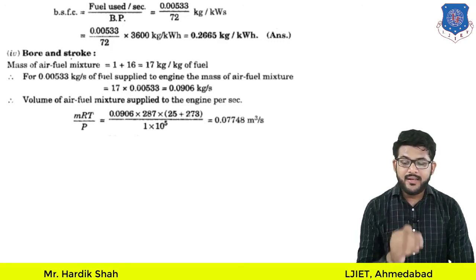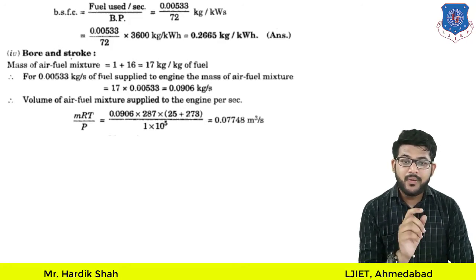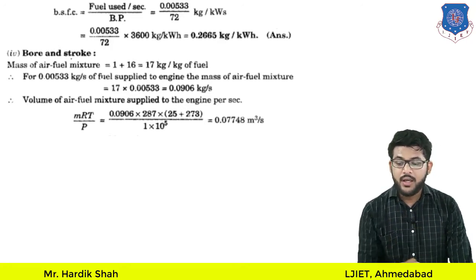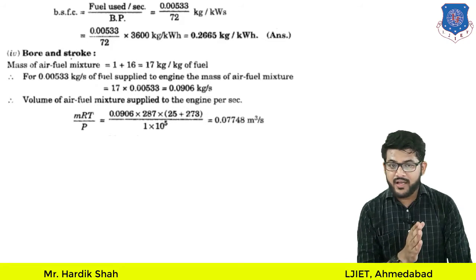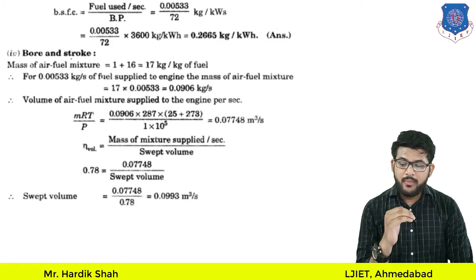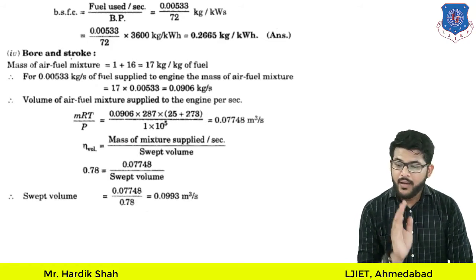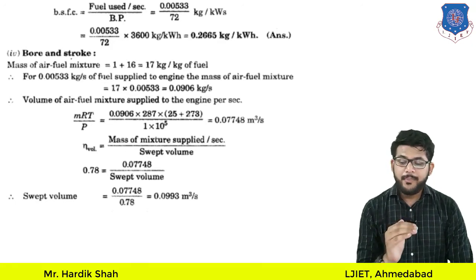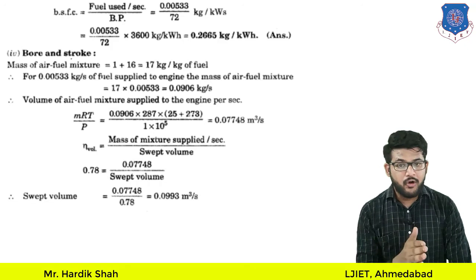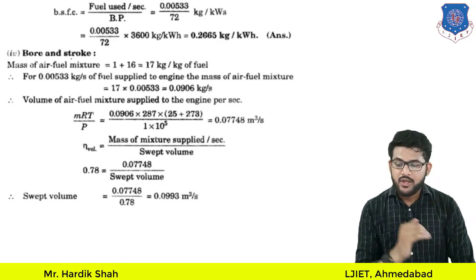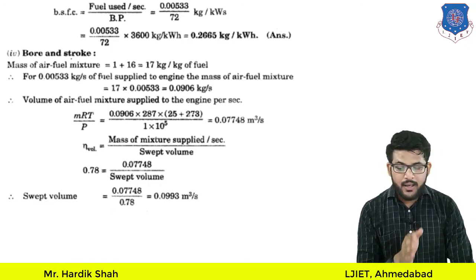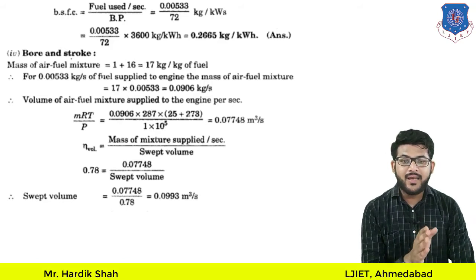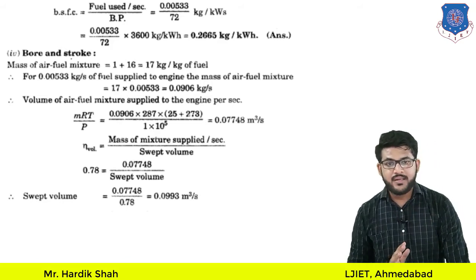Okay, so it is our meter cube per second. So per second this volume is used. Okay, so let's find the volumetric efficiency that is already given. So volumetric efficiency is given by this formula: mass of mixture supplied per second upon swept volume. We need to find the swept volume because we need to find bore and stroke. Okay, so swept volume can be found by this formula and it will be like 0.0993 meter cube per second. That is our first one.